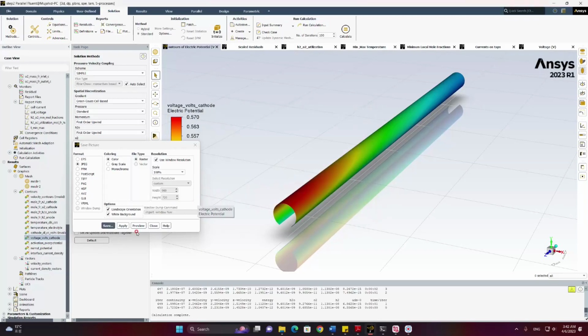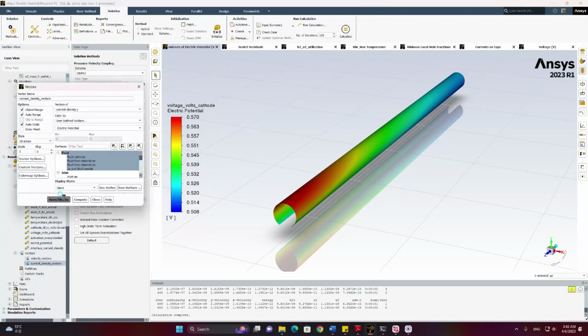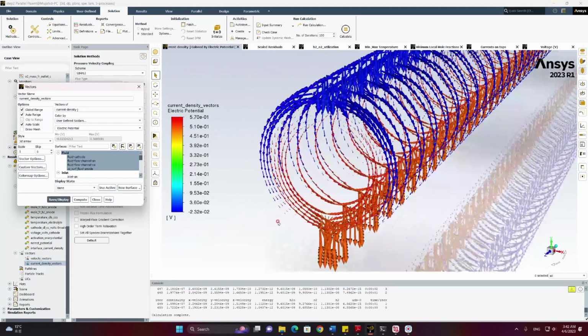So I will cancel it right now and move on. You can have all the figures and contour plots. Very important is that you can also have the vector plots for the current density. The vector plots give the electric potential flow in the cell.